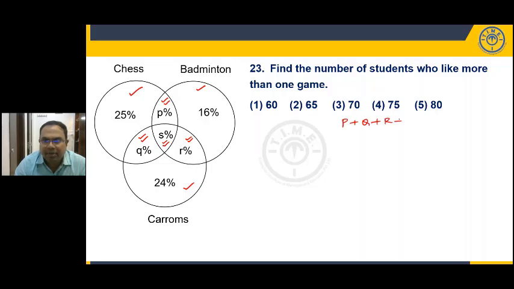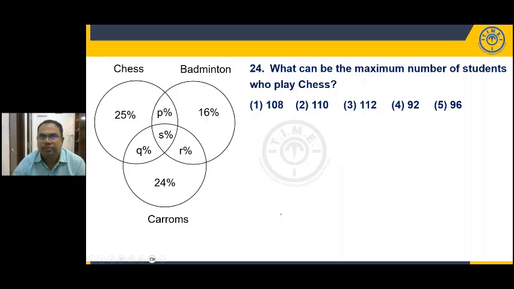What is the total of P plus Q plus R plus S? 35%. 35, this is 40, 65. So 35% of 200, so it has to be 70. Easy question. Right. Next question. Try this one.